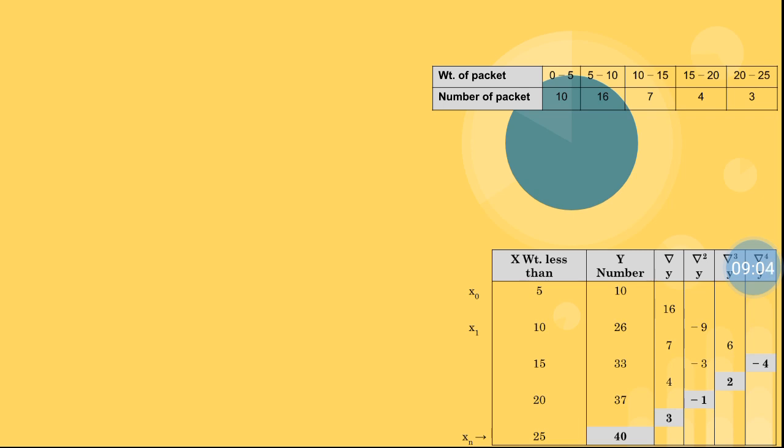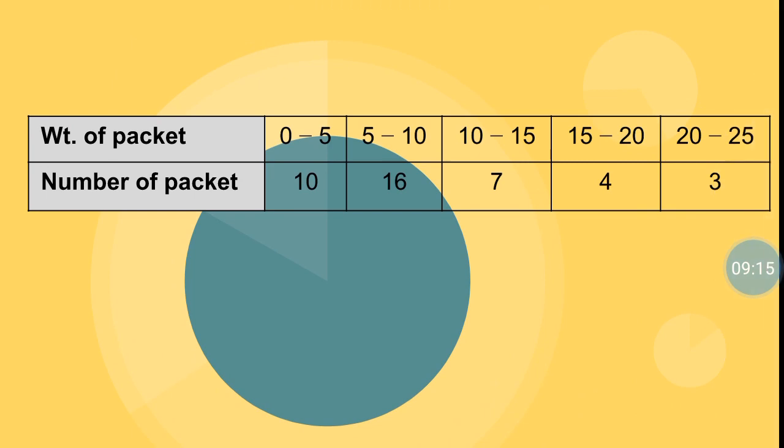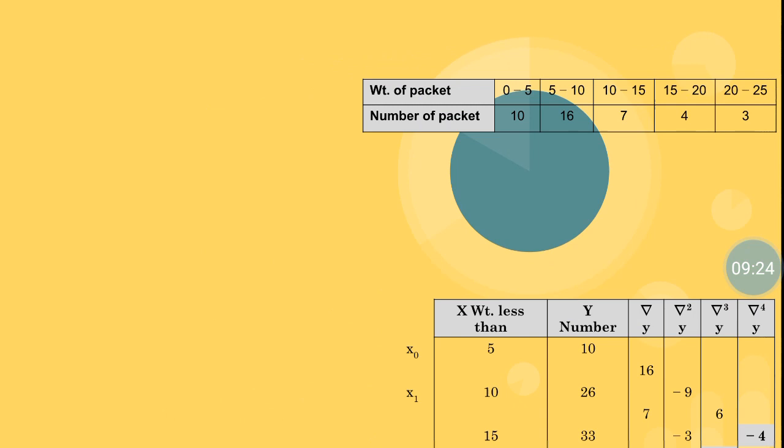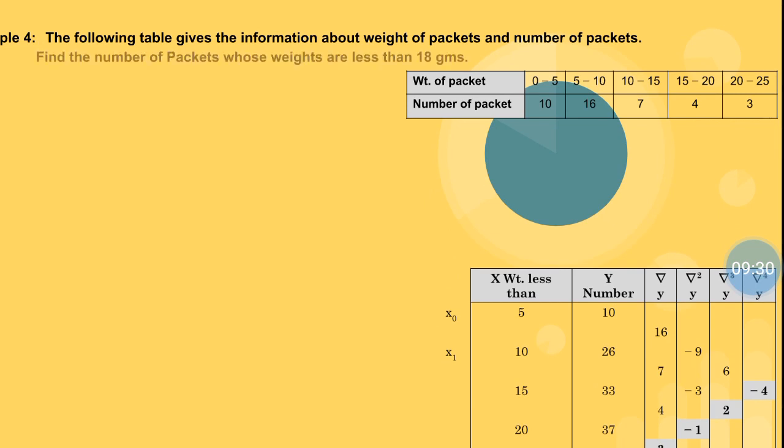Now here is another type of problem where a class interval is given. Here you can see the class interval. Now a class interval cannot be considered as x; a single value can be considered as x. Let us see the question first. The following table gives the information about the weight of packets and the number of packets. Find the number of packets whose weight is less than 18 grams.